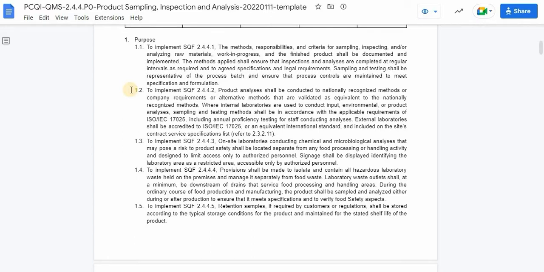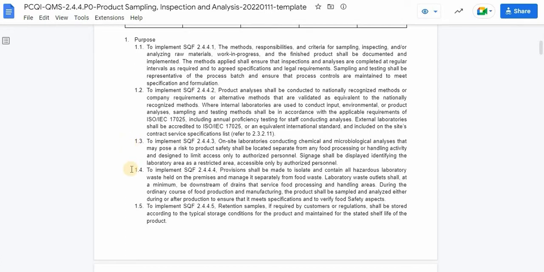External laboratories shall be accredited to ISO IEC 17025 or an equivalent international standard and included on the site's contract service specifications list. 3. To implement SQF 2.4.4.3, on-site laboratories including chemical and microbiological analysis that may pose a risk to product safety shall be located separate from any food processing or handling activity and designed to limit access only to authorized personnel. Signage shall be displayed identifying the laboratory area as a restricted area, accessible only by authorized personnel.